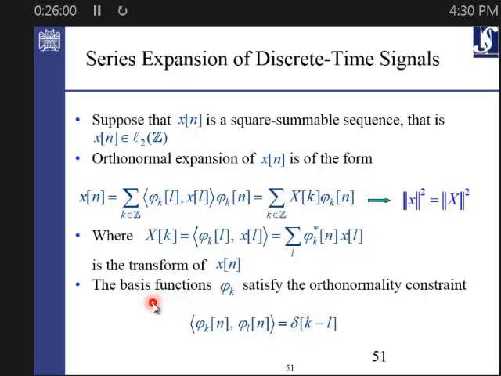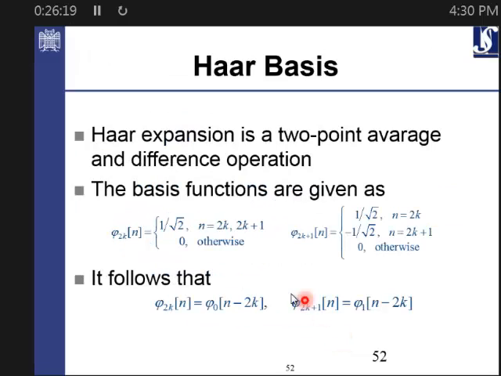If the basis functions are orthonormal, it means that the correlation of those bases is delta. So they are orthogonal, and this is the correlation function for the two orthogonal vectors. Assuming that the bases, or those bases that we talked about in the Haar filter bank, are like this, as we defined.